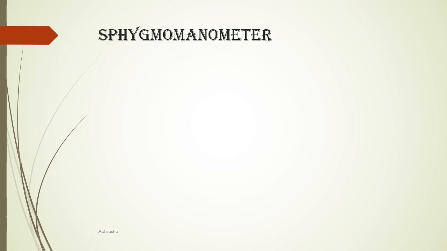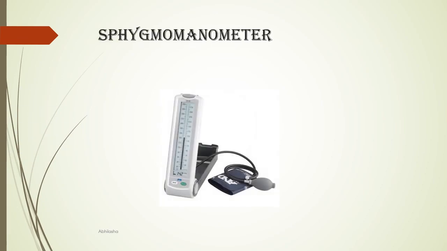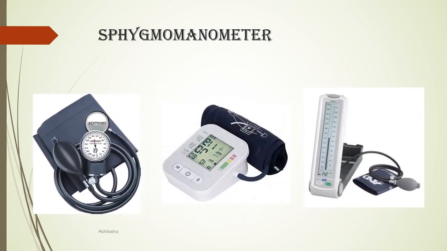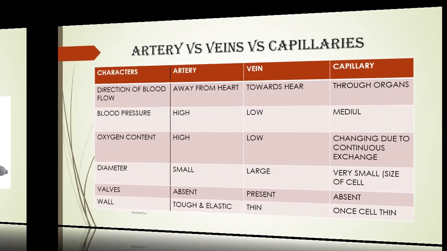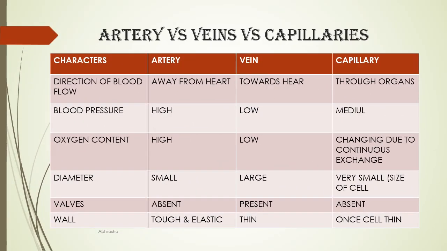How do you get to know if the blood pressure is normal or different? You measure it with a sphygmomanometer. These are the three common types of sphygmomanometers that doctors use. Now here is a comparative account of arteries, veins and capillaries. You can note it down and try to study from here.